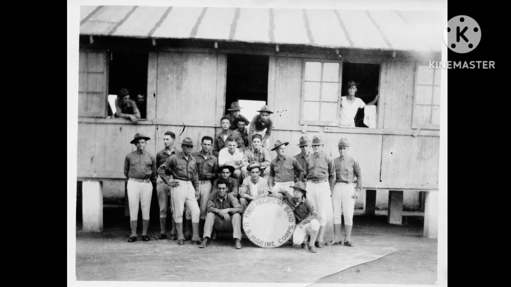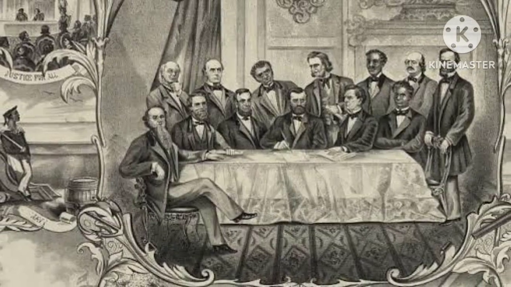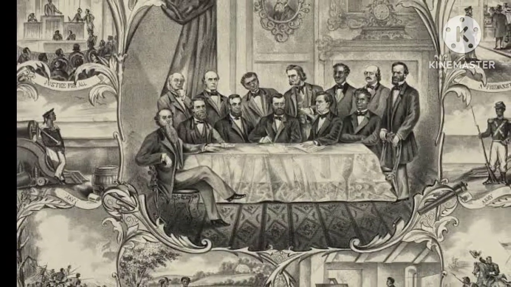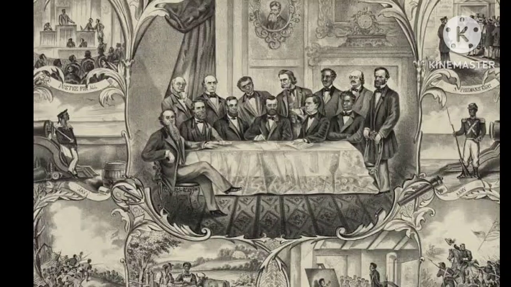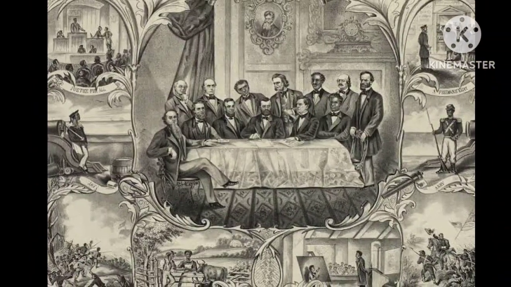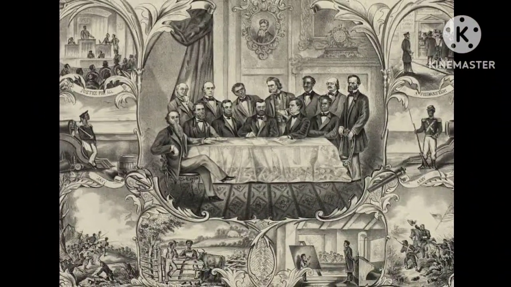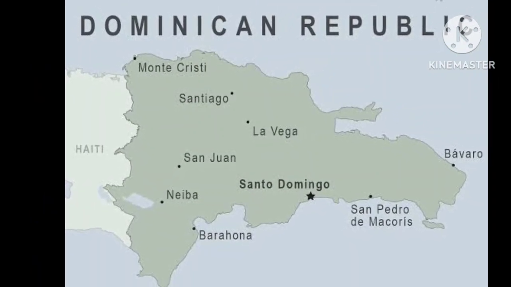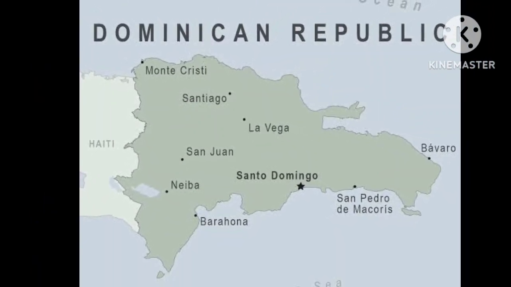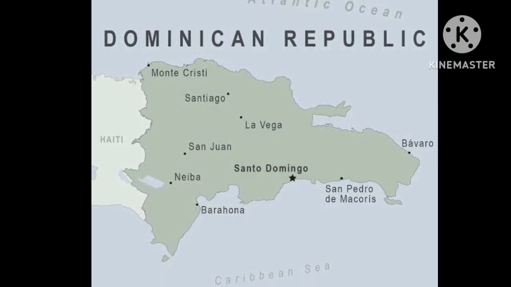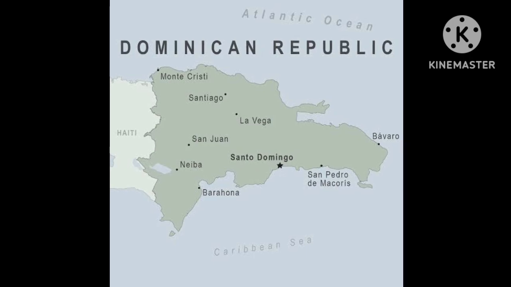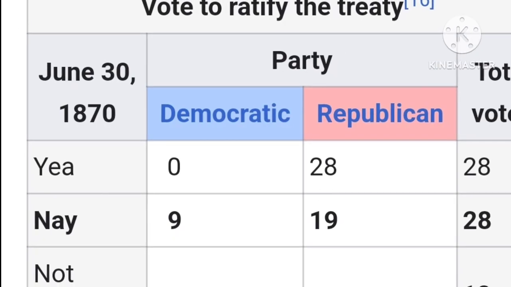However, the treaty faced opposition in the U.S. Senate, particularly from Senator William Borah of Idaho. Borah was a staunch opponent of U.S. imperialism and argued that the treaty violated American principles of democracy and self-determination. He also criticized the treaty for its lack of provisions protecting Dominican workers and for giving U.S. companies unfettered access to the country's resources. Despite pressure from the U.S. government and business interests, Borah held firm in his opposition to the treaty.